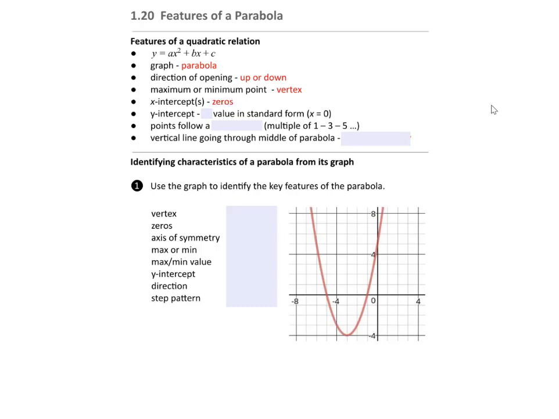Your x-intercepts. This is a little bit newer concept. You should know what an x-intercept is from equations of lines. But whenever we're dealing with parabolas, we call them our zeros. We're going to see a little bit more why in some later lessons, in about 2.2, 2.3, somewhere around there. The y-intercept is the c value in standard form.